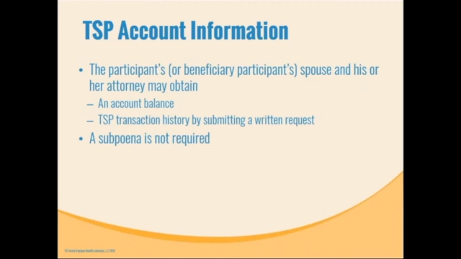Now, the TSP can be divided by a valid court order. The TSP will provide a spouse and attorney, upon written request, information about the TSP account, such as the participant's or beneficiary participant's account balance, the participant's outstanding loan balance, if any, and any annual or quarterly statements. What TSP will not provide is personal information, such as the participant's address, their date of birth, as well as their social security number.